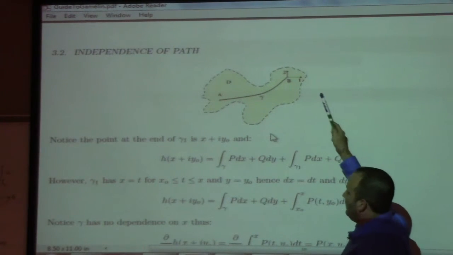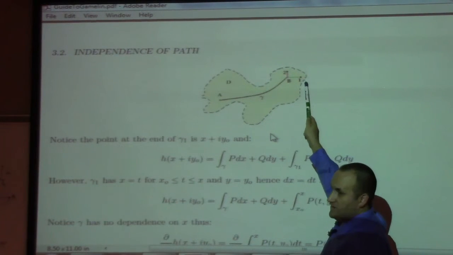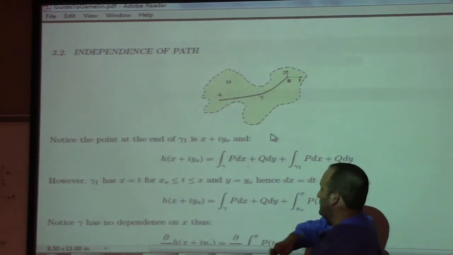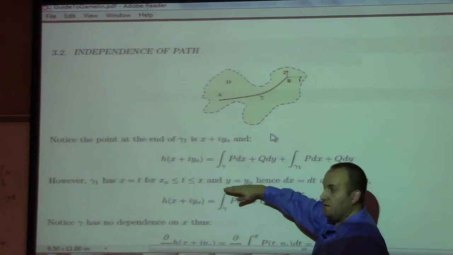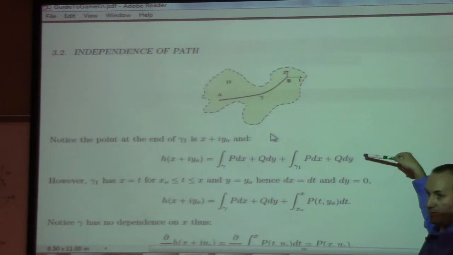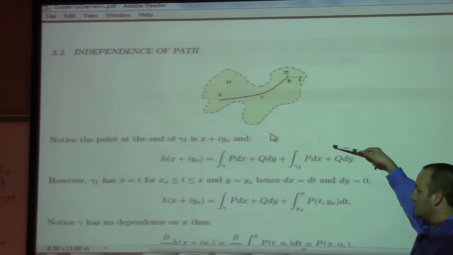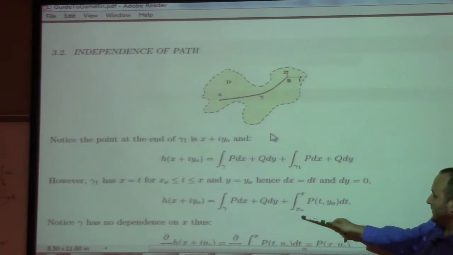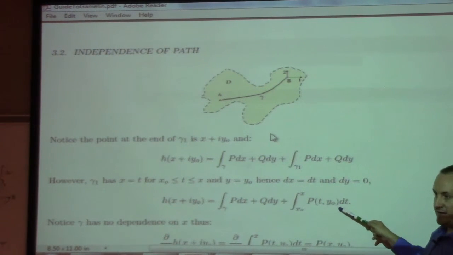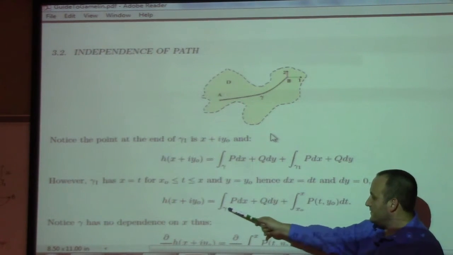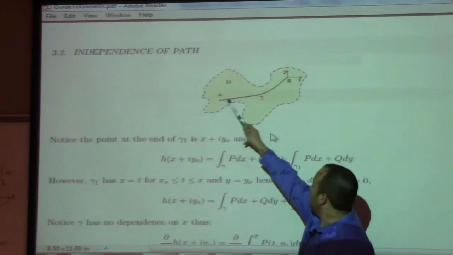But the gamma 1 is very boring. It has x equal to t, and y is fixed, right? y is equal to y naught. So when you look along gamma 1, dy is 0. dx is dt, right? So this integral just becomes the integral from x naught to x of p of t comma y naught dt. And then you've got this integral from gamma, this piece over here, which is that integral.